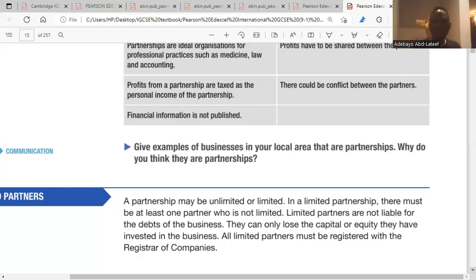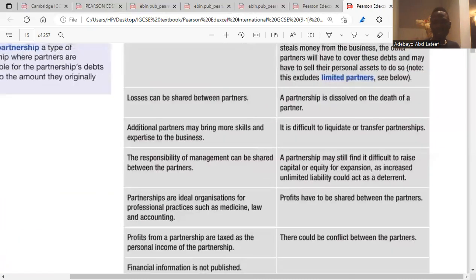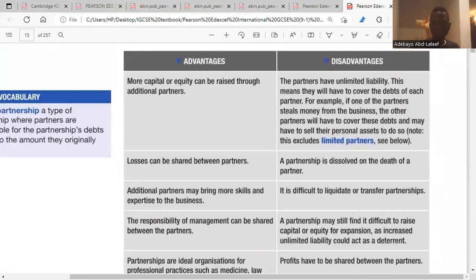So what are the problems you might encounter when you have a partnership, when you have partners? The first one: the partners have unlimited liabilities. This means they will have to cover the debts of the business, the debts of each partner.